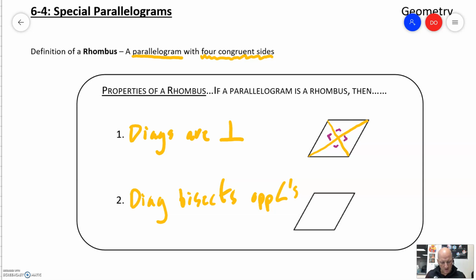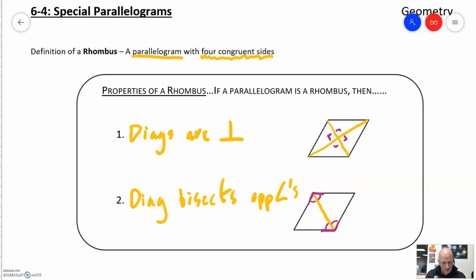I'll use 2 drawings to draw this in. So if I draw in a diagonal here, that diagonal actually bisects 2 of the opposite angles. So this big angle gets split into 2 equal parts, and this big angle gets split into 2 equal parts. And since it's a parallelogram and opposite angles are congruent, we have congruent angles being bisected. Therefore, we actually have 4 smaller angles that are all congruent to each other.